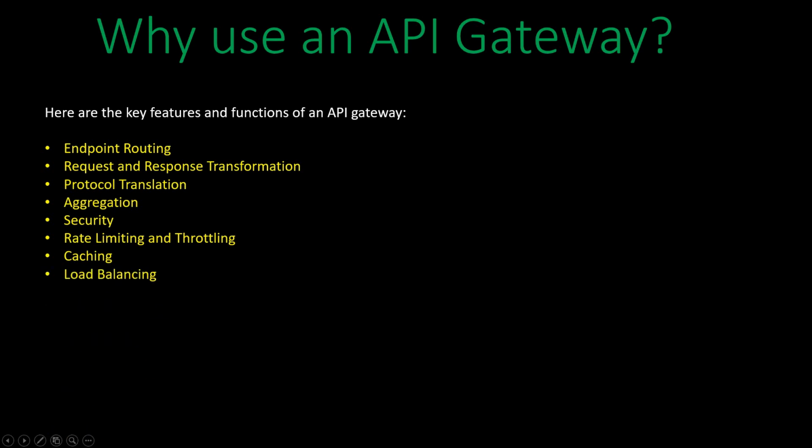Load balancing. For distributed systems, API gateways can distribute incoming requests across multiple instances of a service to ensure load balancing and fault tolerance.